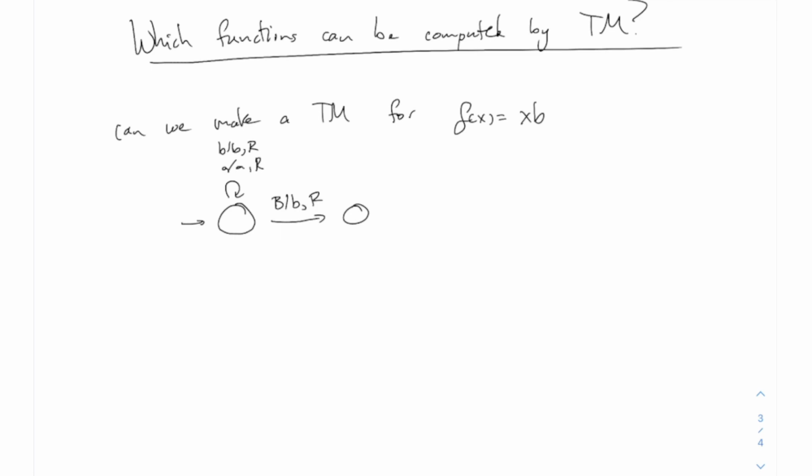How about this? Can we make a Turing machine? You guys can try. Make a Turing machine for f of x equals axb. This is kind of a combination of those two machines, although I wouldn't necessarily suggest you think of it in that way, but you want to put an A on the left side and a B on the right side. See what you think.